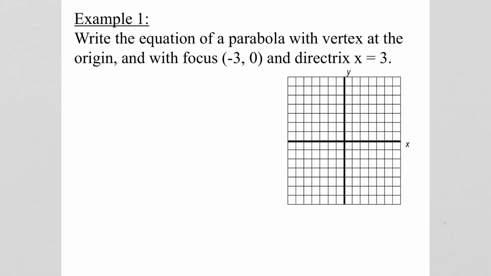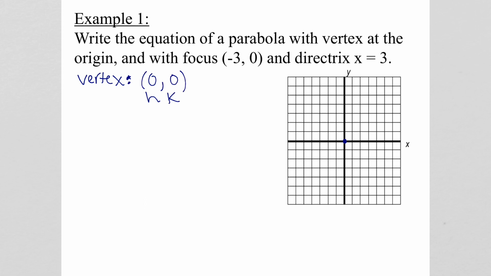Starting with example 1, it says to write the equation of a parabola with the vertex at the origin. So that's something important that I'm going to write down right away, that our vertex is at 0, 0. And if you remember looking over the equations of the parabolas, I only need the vertex and my p-value. So I know my h and my k, and I'll write that below so you remember that's h and k. What I need to figure out is my p-value.